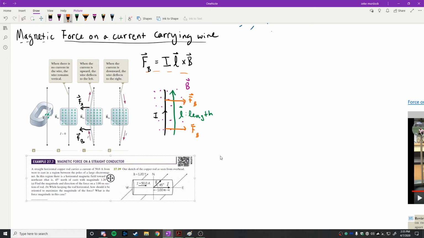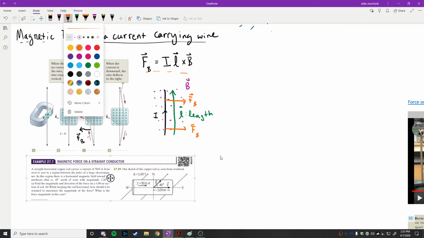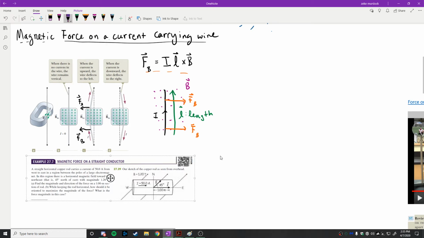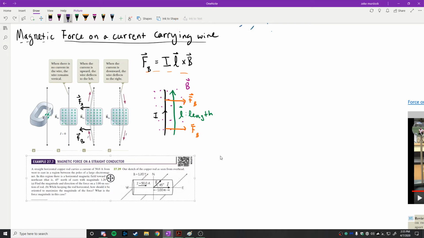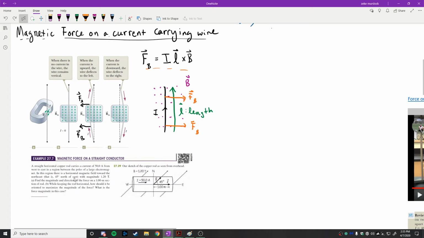So you've got a straight horizontal copper rod, and it carries a current of 50 amps. Okay, so that's our current. In this problem, we've got a current equal to 50 amps. All the information is basically right there, right? Current's 50 amps from west to east in a region between the poles of a large electromagnet. In this region, there is a horizontal magnetic field towards the northeast, that is 45 degrees north of east. So you can see the magnetic field's going like this in the plane of the page.